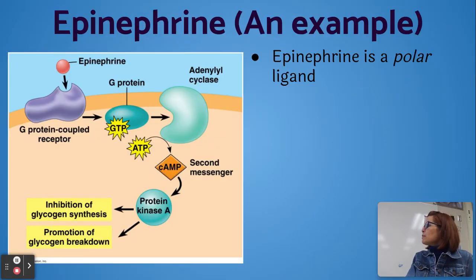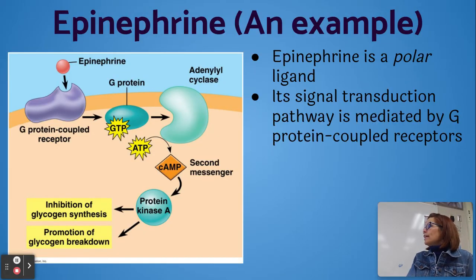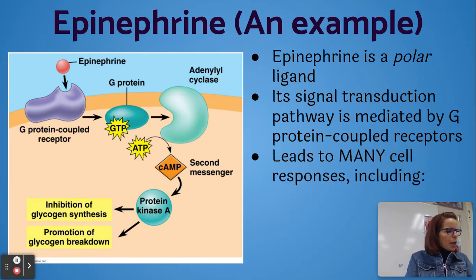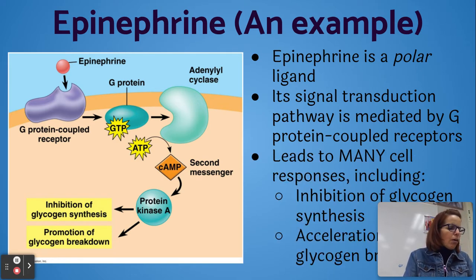All right, epinephrine was just one example. It's polar. We can see that it's polar, or hydrophilic is another way to say it, because it needs a membrane receptor. And then it is mediated by GPCRs. So you see that it changes shape, and we have the G proteins using GTP. We see cyclic AMP being used, and we get all kinds of responses from it. In this case, the inhibition of glycogen synthesis and the acceleration of glycogen breakdown.